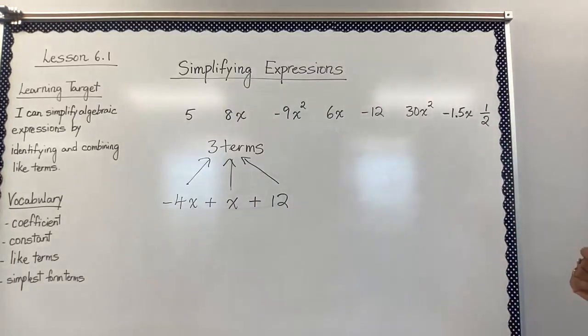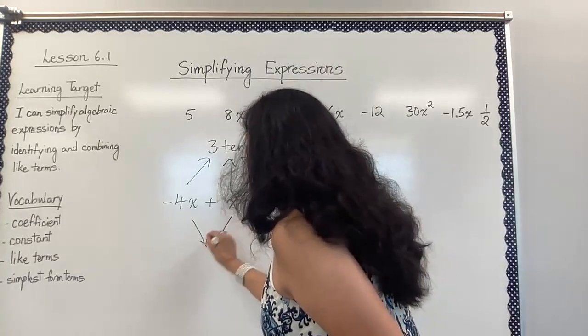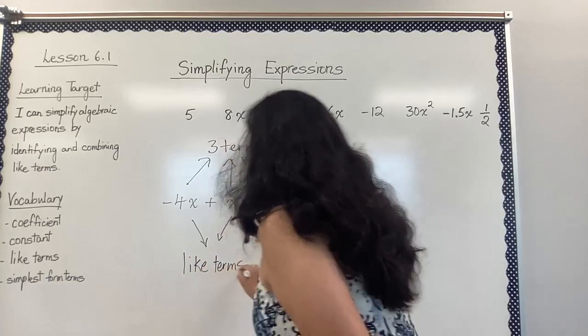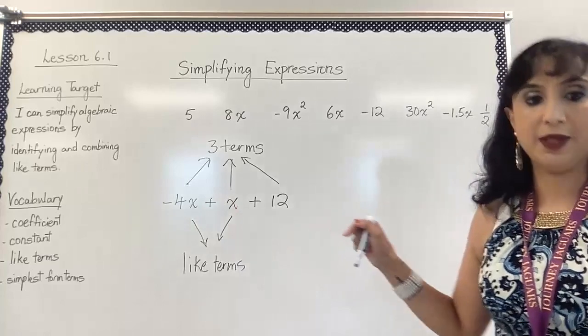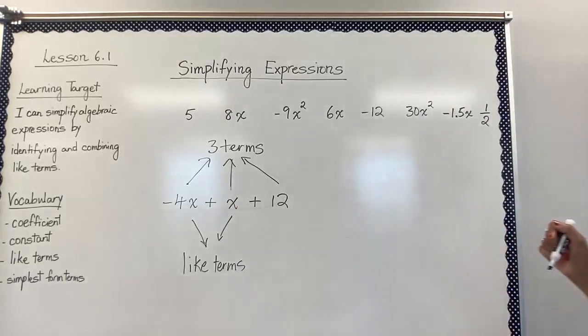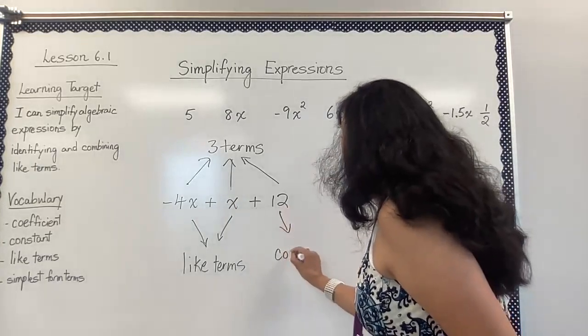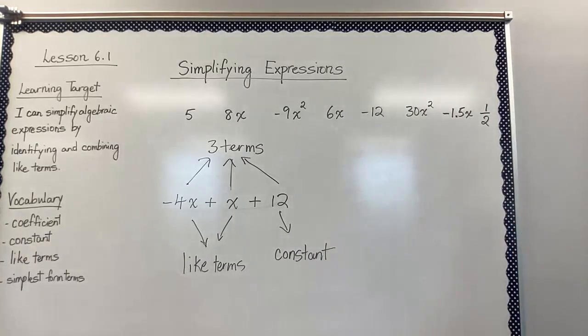And then my like terms would be, see, both of them have x. So these two are like terms. If this was negative 4x squared, it would be an unlike term. And then a term without a variable is called a constant. Okay, so these are a couple of things that I wanted to talk about in the vocabulary before moving on to this lesson.